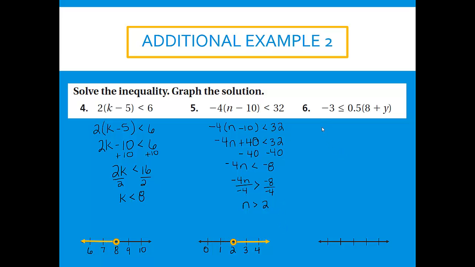And now for number 6, we have -3 is less than or equal to 5/10 times the quantity 8 plus y. First, we're going to use the distributive property. So we're going to have -3 is less than or equal to 5/10 times 8 would be 4. And then we have 5/10 times y, which is 5/10 y. So plus 5/10 y. Now we can subtract 4 from each side.